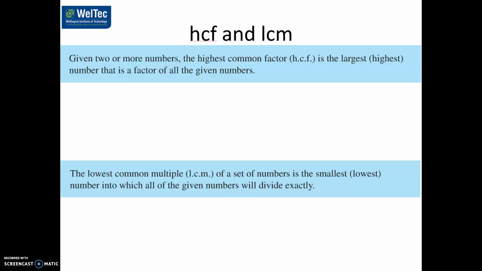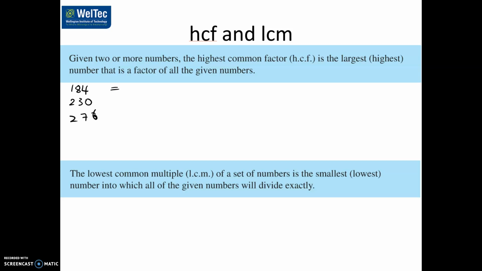Now, the lowest common multiple and the highest common factor, the factor's going to be smaller, the multiple's going to be bigger than the numbers that you're talking about. Let's have a look at some examples. Find the highest common factor of 184, 230, and 276. Now let's factorize these.